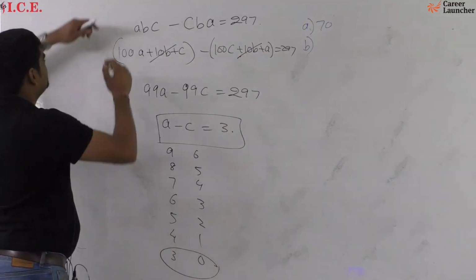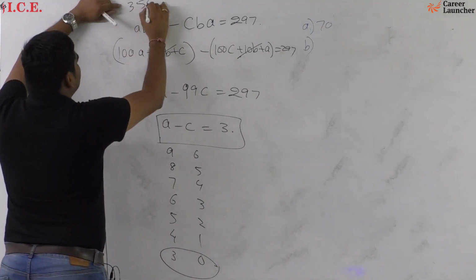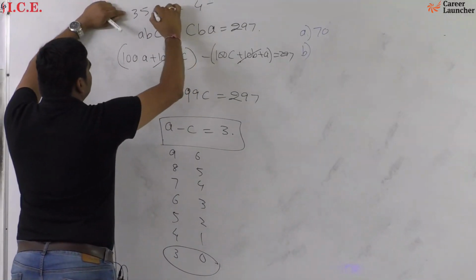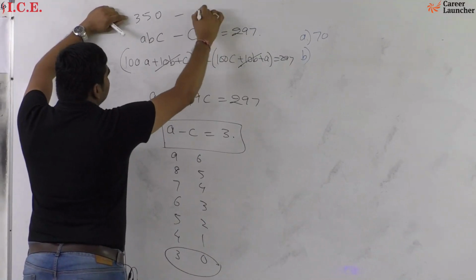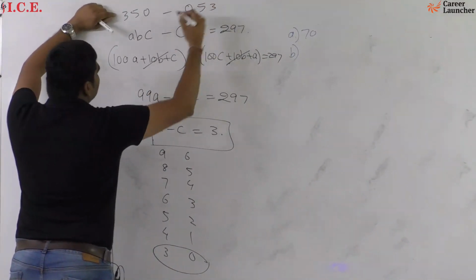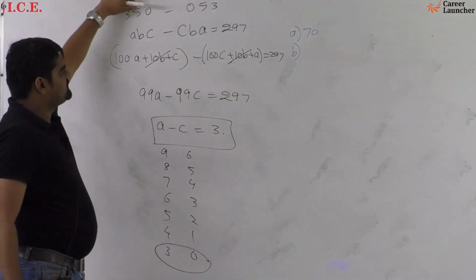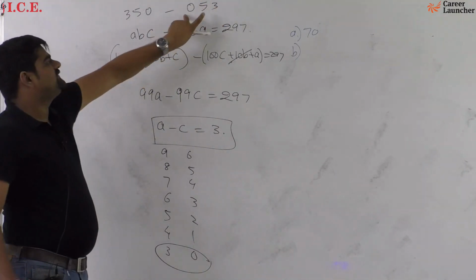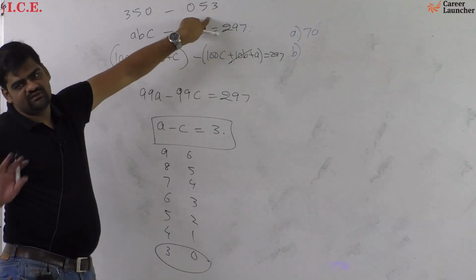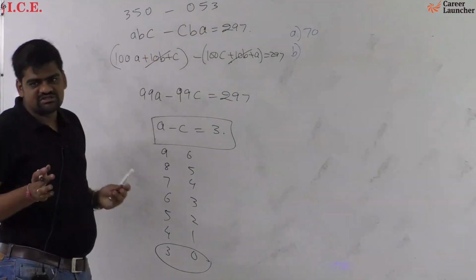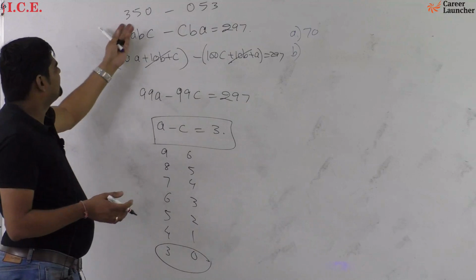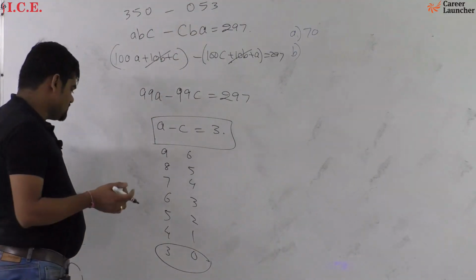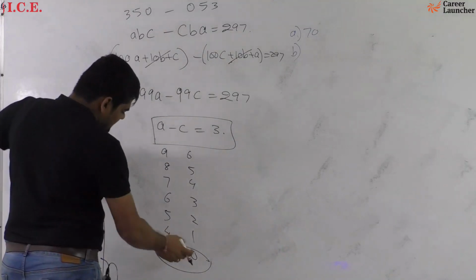Reason being, if I put, let's say, 350, and the reverse will be 053. So if I see the difference, it is 297. Yes or no? Yes. Who said the other reverse also has to be a 3-digit number? That was not mentioned in the question. Is it mentioned? No. So 350 minus 053 is correct. So I can definitely take 3 and 0 also.